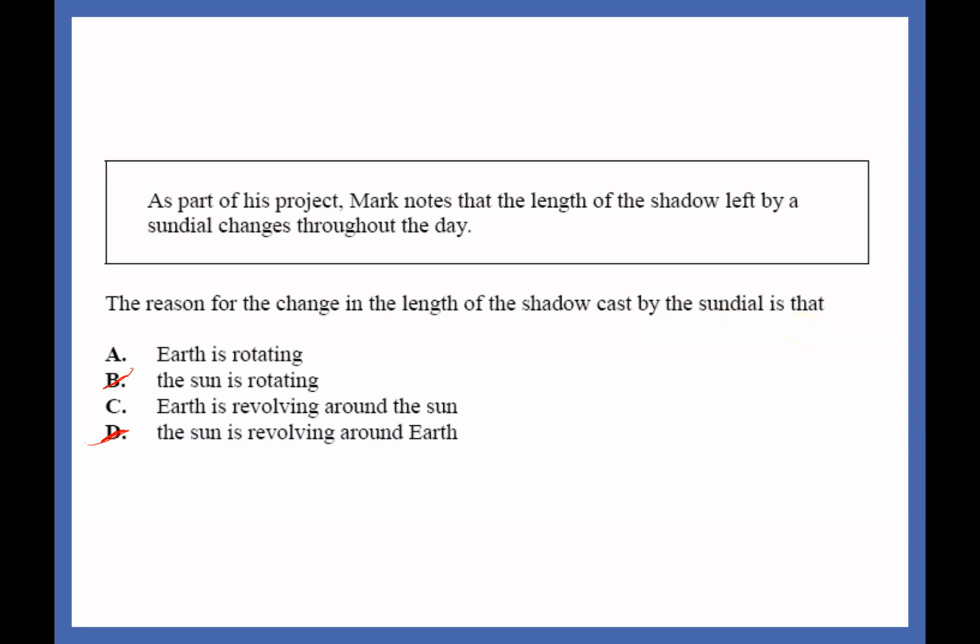Okay, so that is because Earth is rotating. We're rotating, which means the sun is moving across the sky and the shadow is changing its length.